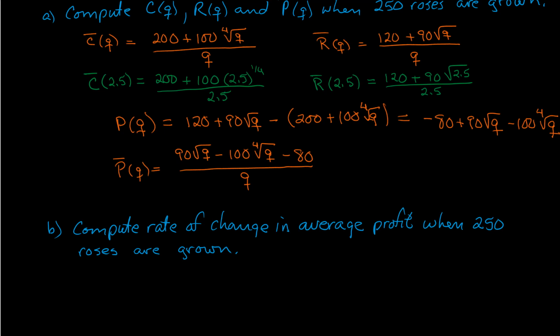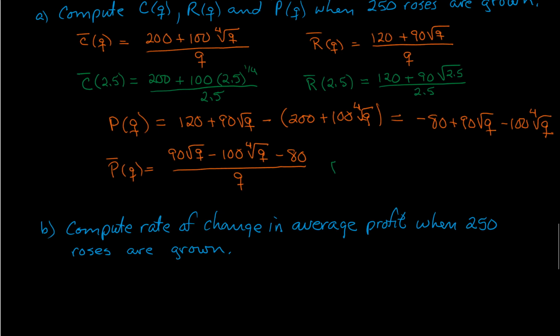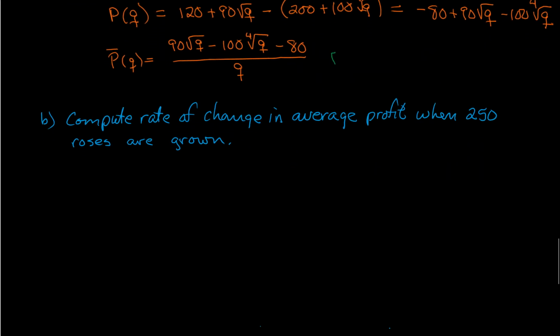The third thing we're going to do here is compute the average profit. Well, we're going to do that just the same as we've done the other two. And what we're going to have here is that our average profit at 2.5 is going to be equal to this 90 square root of 2.5 minus 100, the fourth root of 2.5 minus 80 over Q, Q being 2.5.